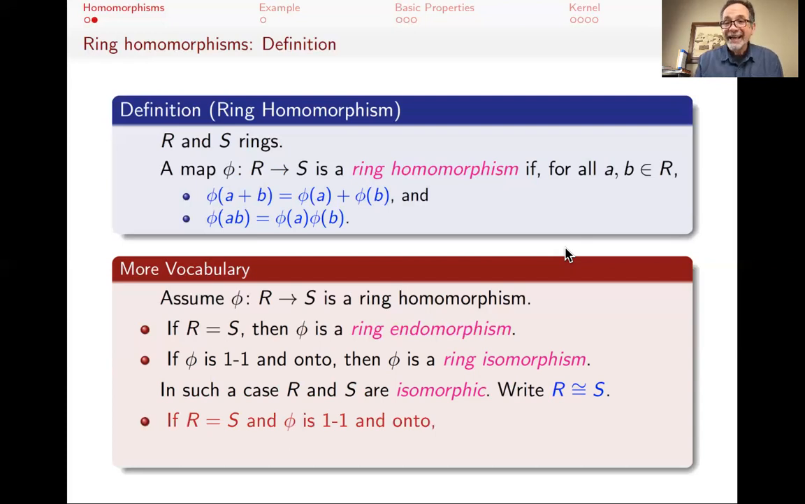If R is S and phi is one-to-one and onto, so you have an isomorphism from a ring to itself, then that's called an automorphism, a ring automorphism. So a ring automorphism is an isomorphism of a ring with itself. Now you might say, well, a ring is of course isomorphic to itself. Why would you want that?